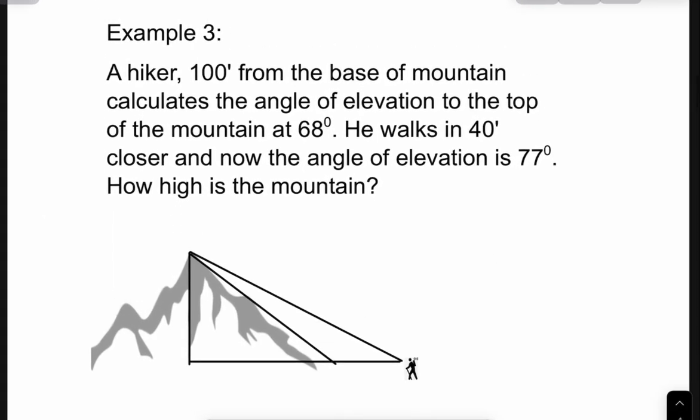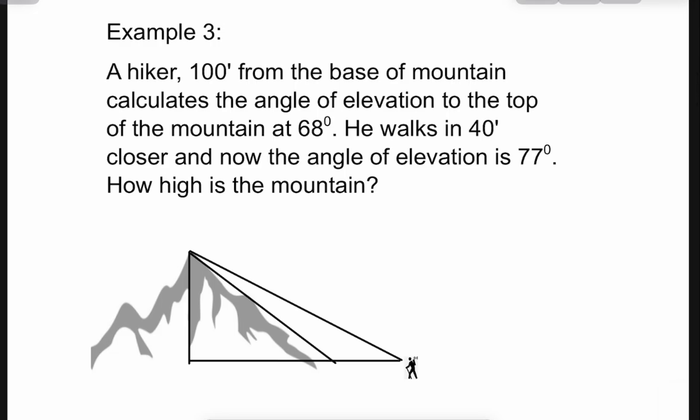Now, example 3 is the hardest type. The hardest type are when we have these nested situations. Many times it is a hiker that started at one place, measured their information, walked forward and measured again, or the opposite could be true. They stood there, they walked out a little bit and measured.